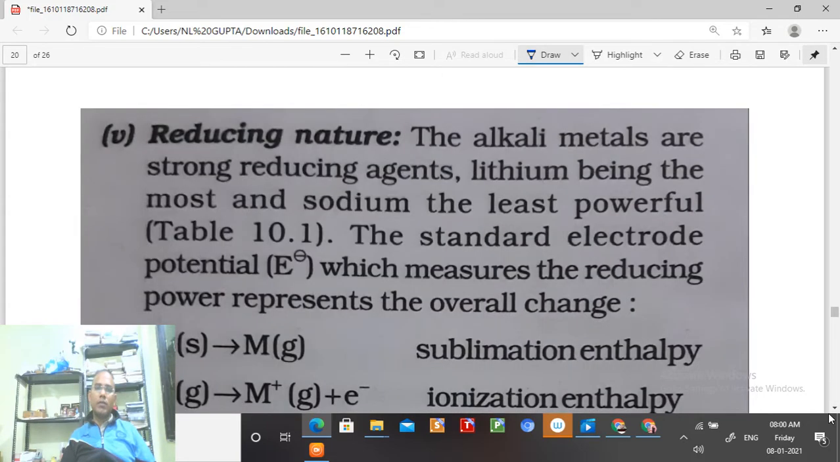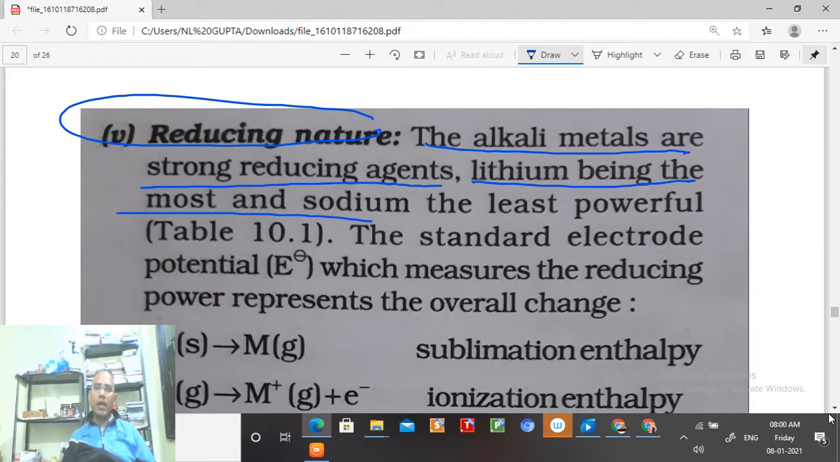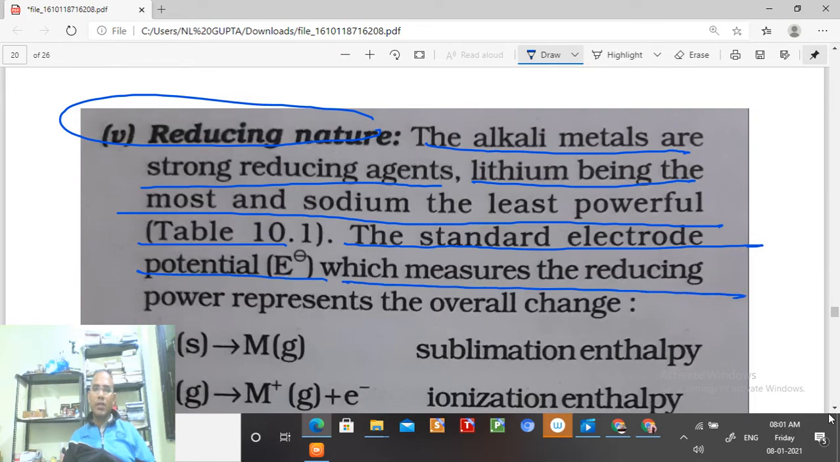Reducing nature. Okay, next point is reducing nature. The alkali metals are strong reducing agents, lithium being the most and sodium the least powerful. The standard electrode potential E naught, which measures the reducing power, represents the overall change.